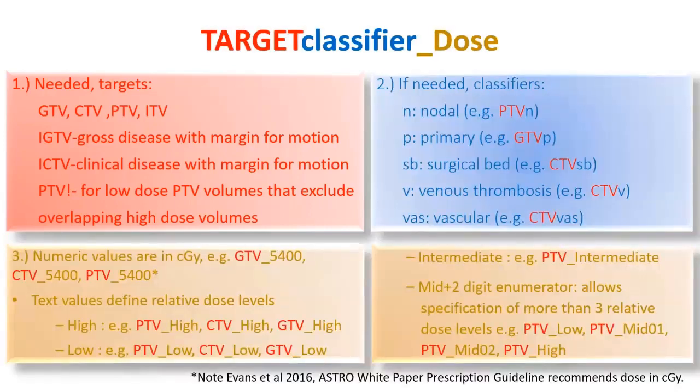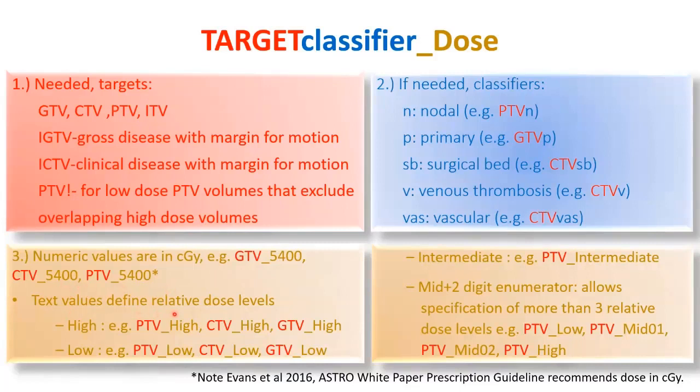Okay, what if I need to use the dose? What if the dose is there? Numerical values are in centigray. And this is how you should write it in your system. GTV underscore 5400 or CTV 5400 and so on.